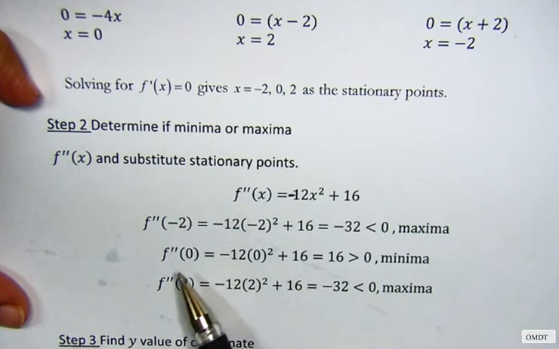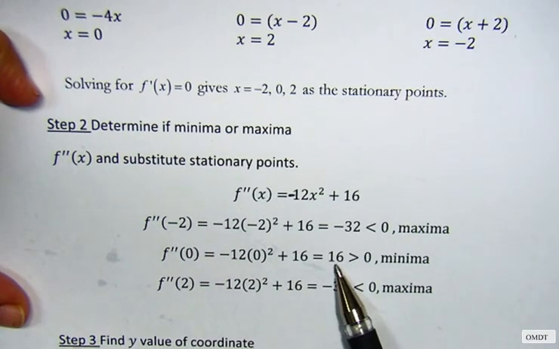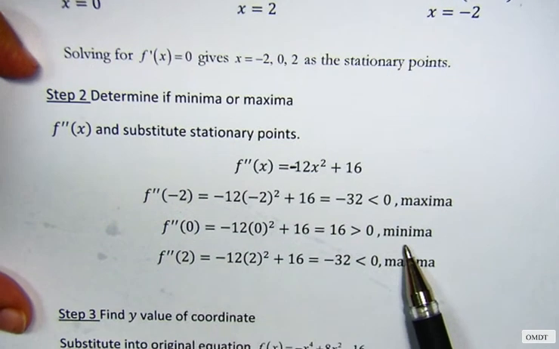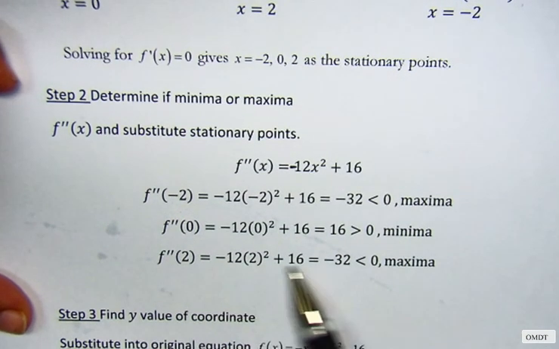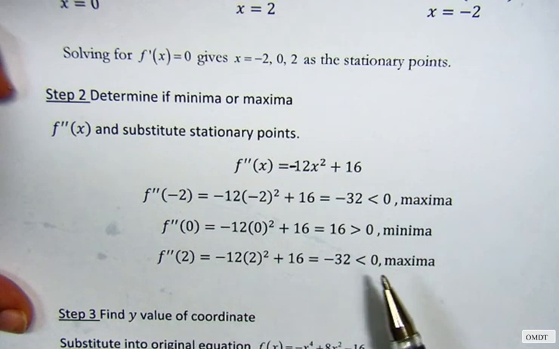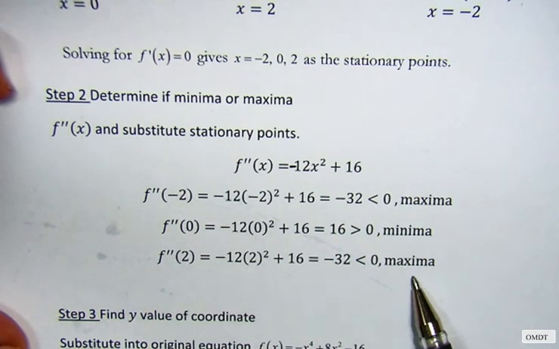Next, we substitute 0, we get 16, which is positive, so the number is greater than 0, so you know this will give us a minimum. Lastly, we substitute 2, we get minus 32, also less than 0, so we have another maximum.